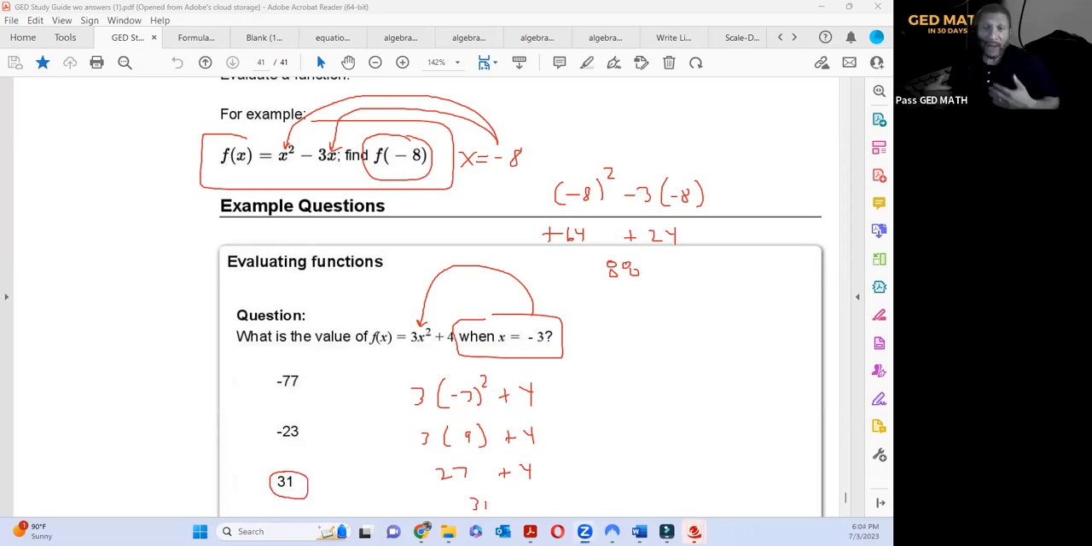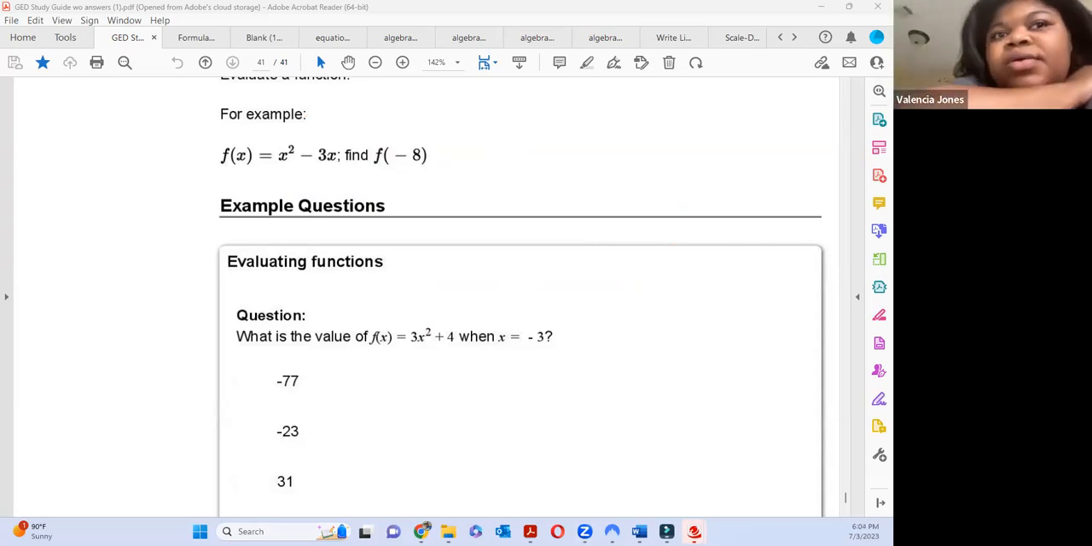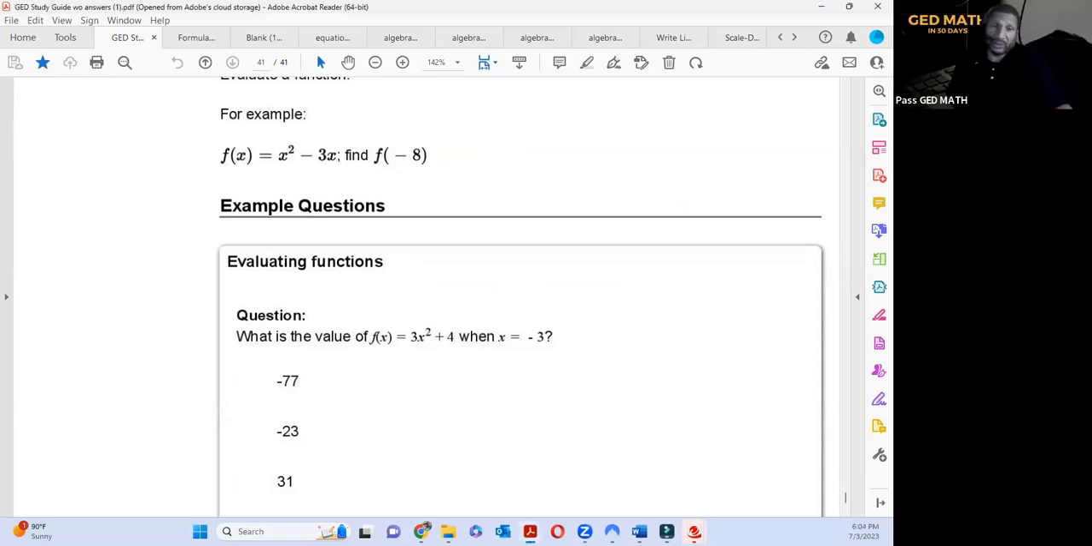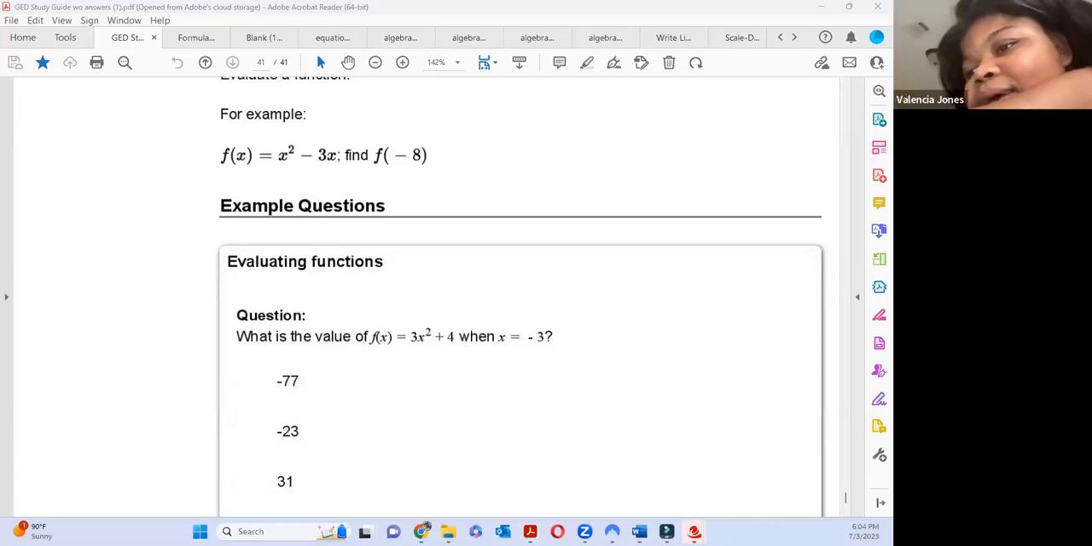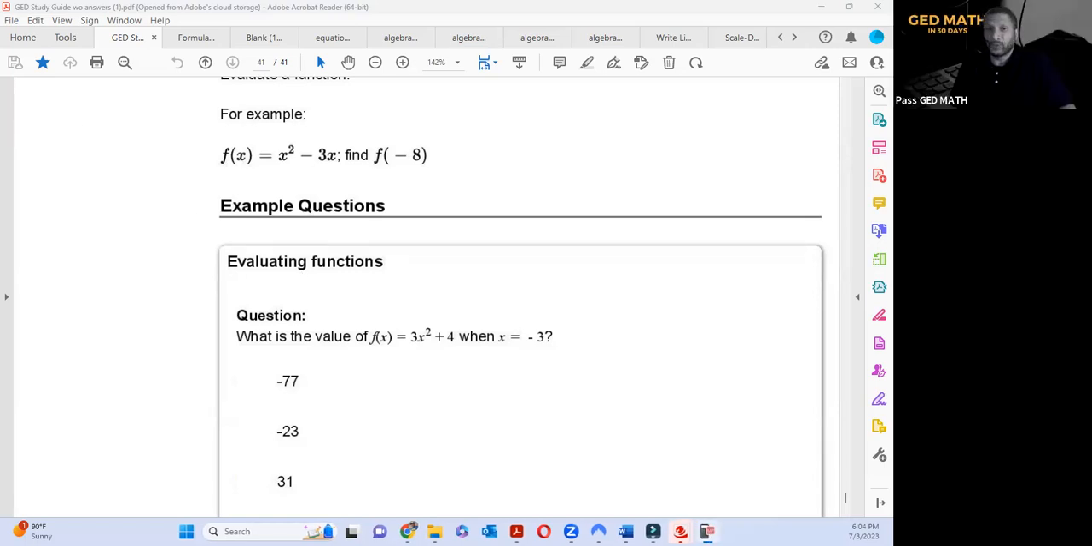Now, what I would suggest you do, because I'm guaranteeing you're going to see this problem, is use your calculator. Then you don't have to worry about negative signs and putting it in parentheses. All you have to do is plug it in. So the first one was 88, the second was 31. We took about a minute and a half to do each of those.